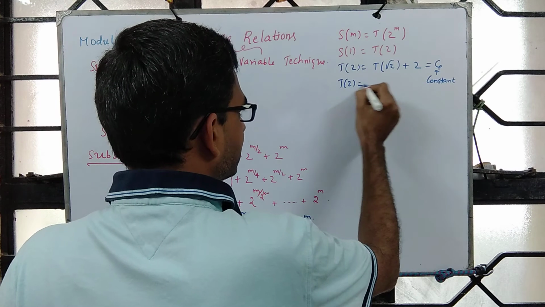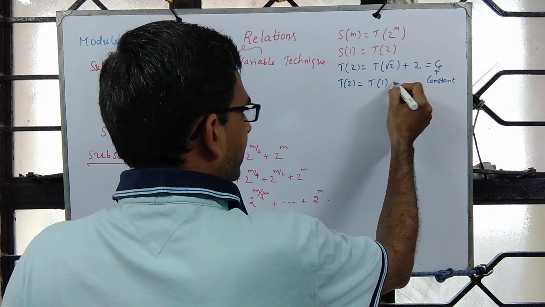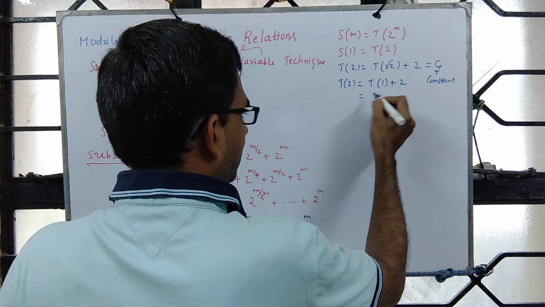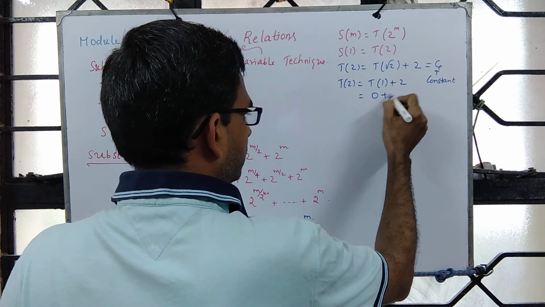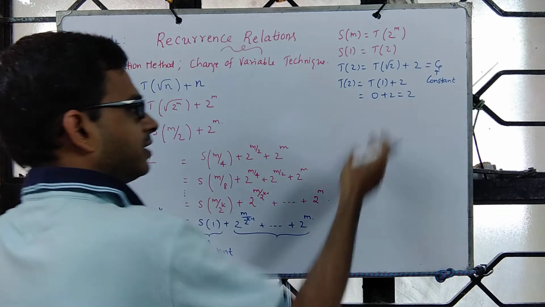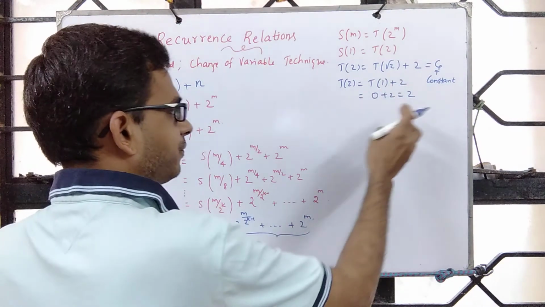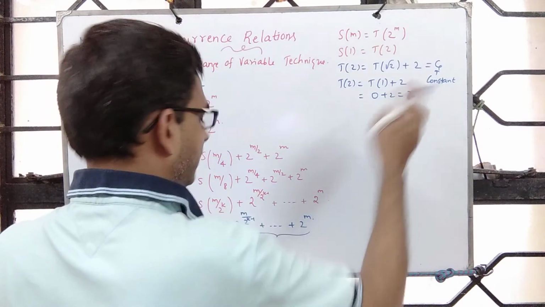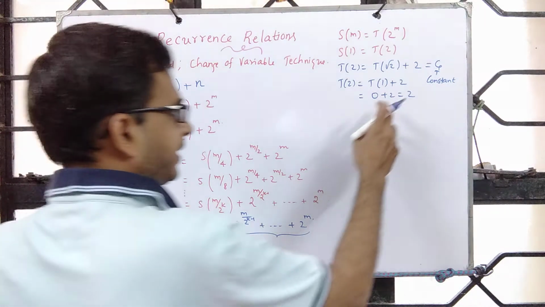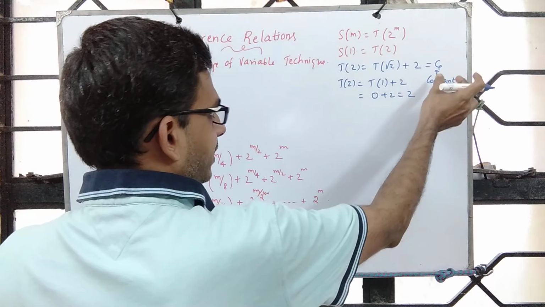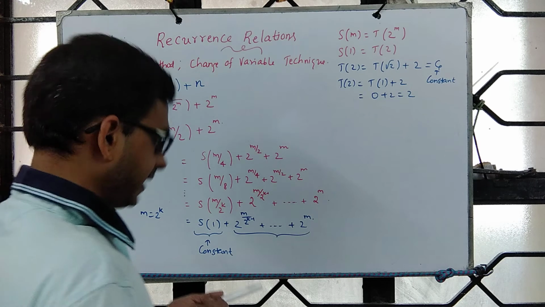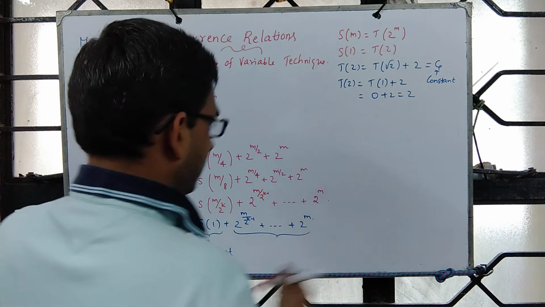So T(2) is T(1) plus 2. Usually T(1) will be given. Let's assume it is 0. So 0 plus 2, it is 2. So I told you it is some constant, I mean, according to the value of T(1), and this will vary. And most importantly, T(1) is constant, which is why I am concluding that T(2) is also constant.